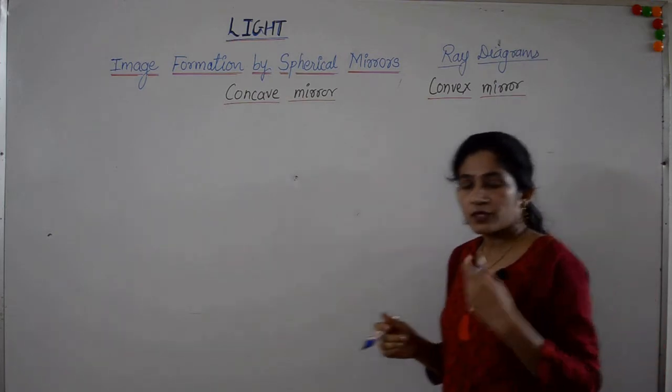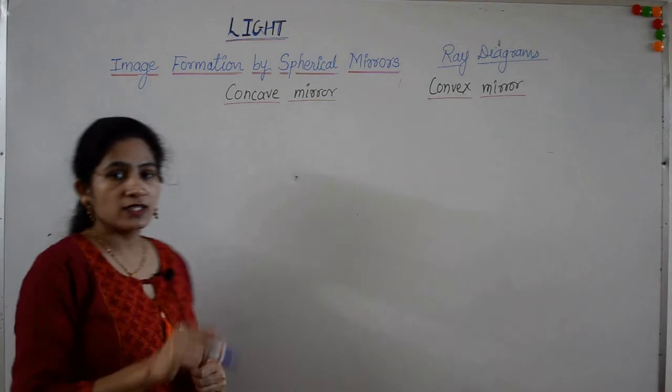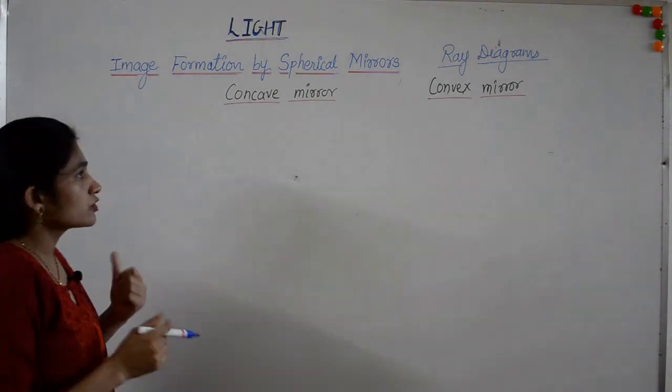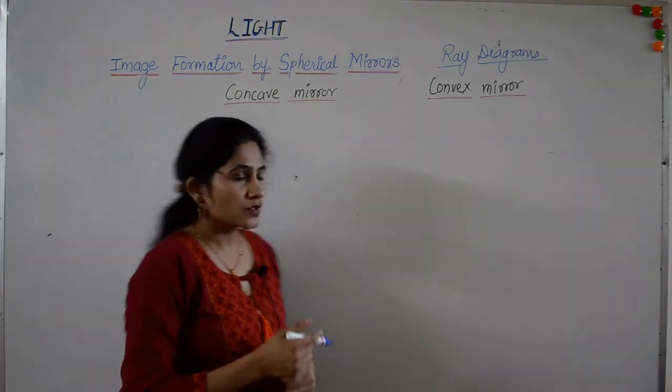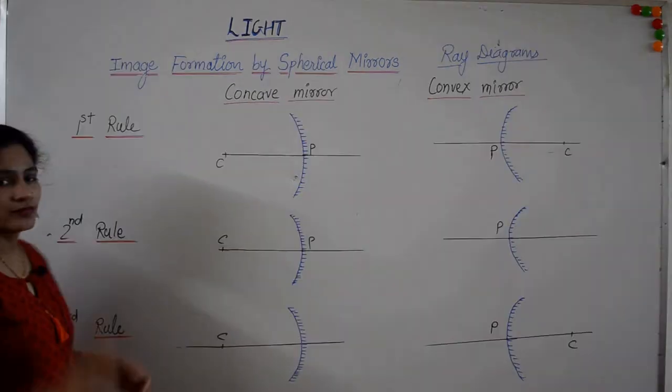Ray diagrams are a pictorial representation to trace the path of light. We know that light travels in a straight line, so we are going to use straight lines to draw ray diagrams. There are certain rules to draw these diagrams. We'll study them one by one.